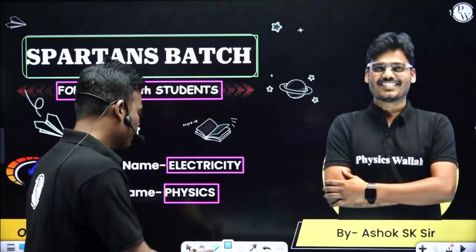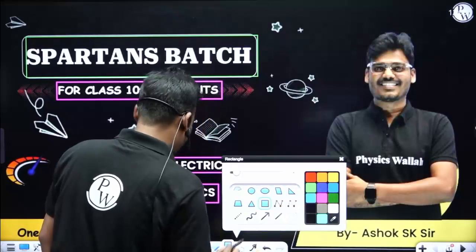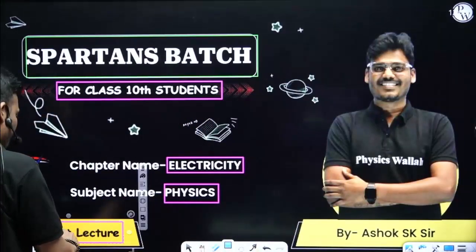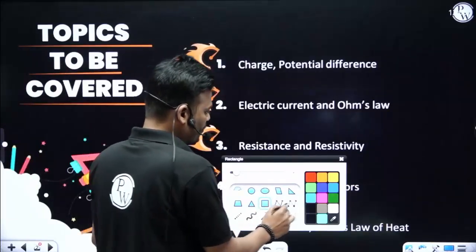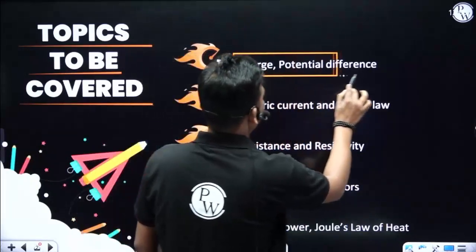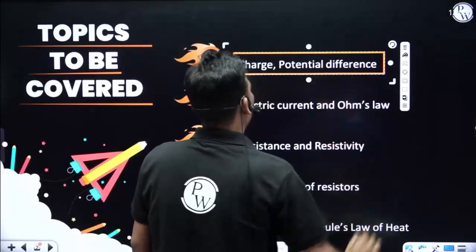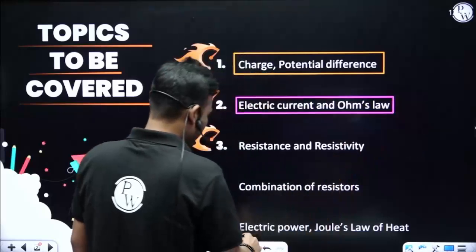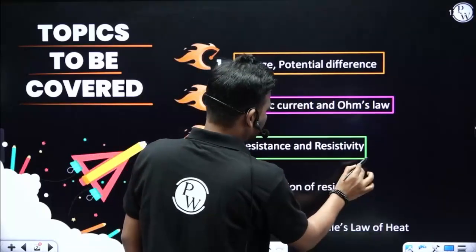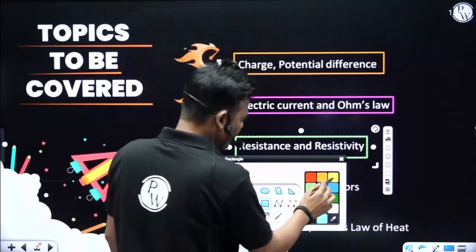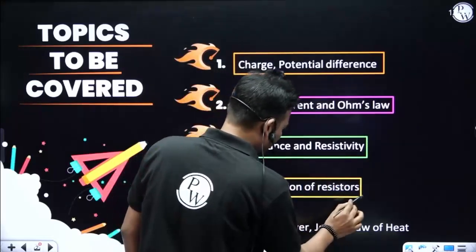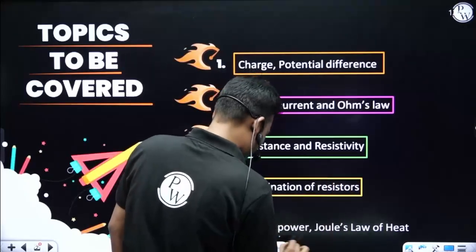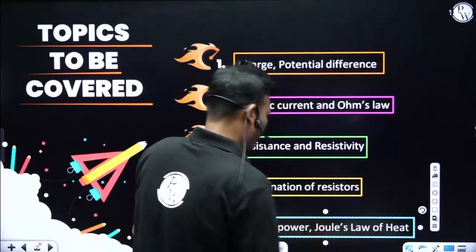This session is going to be one short lecture, so everything we are going to cover in one shot. In this session, we are going to cover the topics: charge, potential difference, then electric current and Ohm's law, then resistance and resistivity, and next, combination of resistors, and the last one, electrical power, Joule's law of heat.